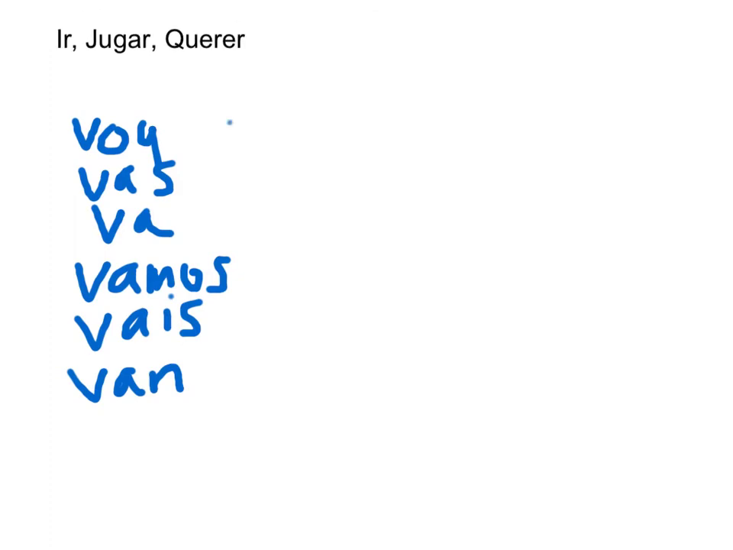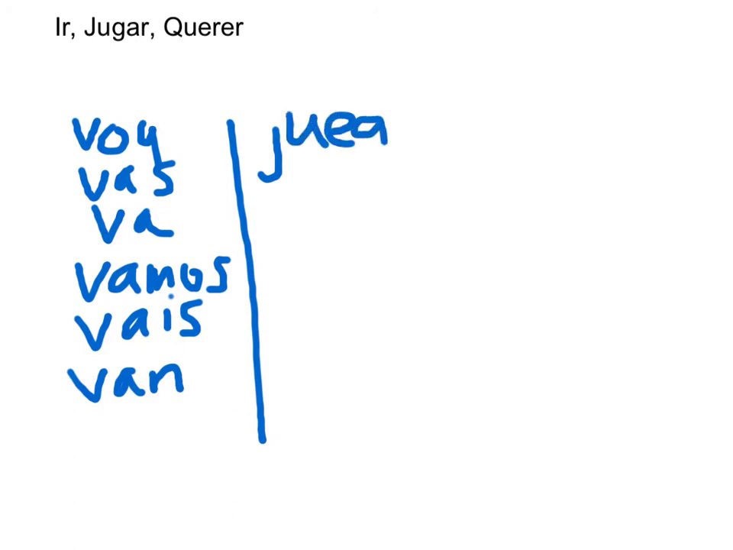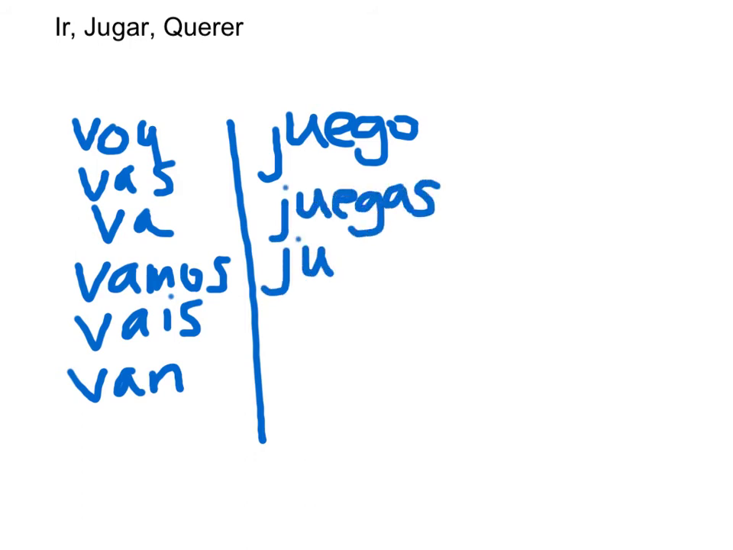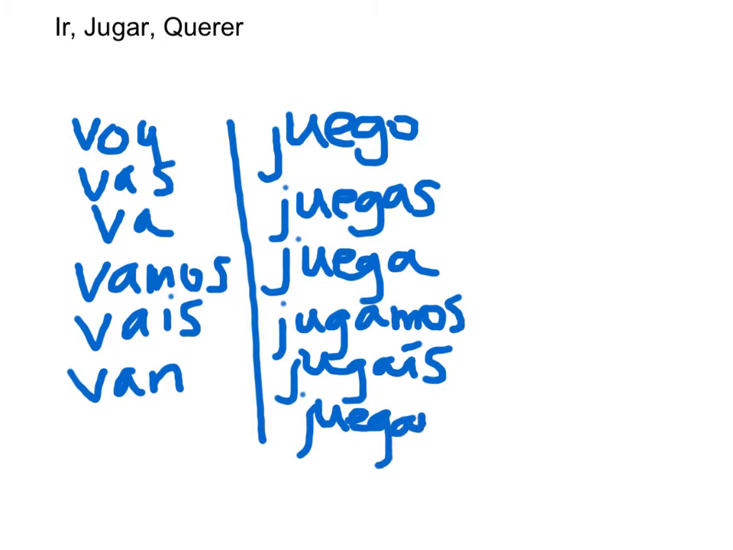With jugar, it's a stem changer. So we change the stem to UE: juego, juegas, and then juega. Jugamos, remember in nosotros and vosotros, it does not stem change. Jugáis and juegan. And then querer is a stem changer as well.